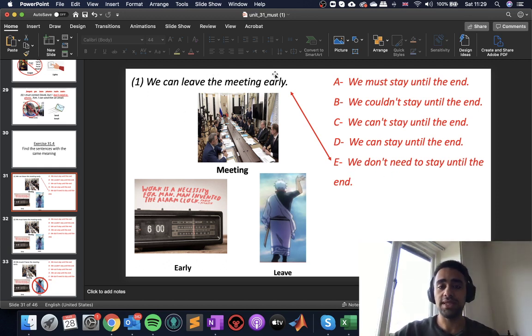So we can leave the meeting early means we can stay, we can go. Basically, we don't need to stay until the end. There's nothing that tells us that we have to go now. There's nothing telling us we cannot go now. So we don't need to go. We don't need to stay. All right.